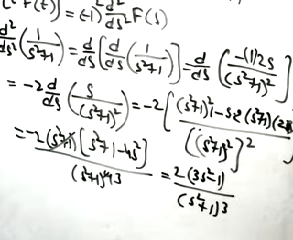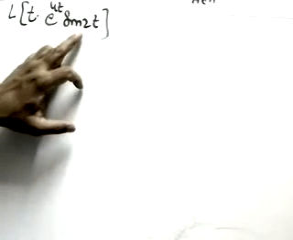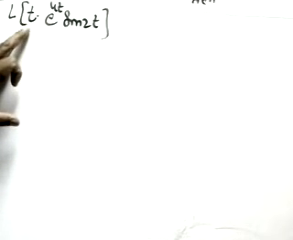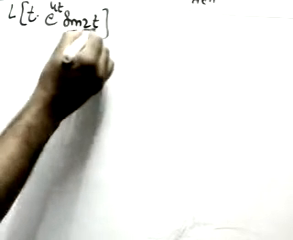Now let me do the remaining question, third question. Now see the third question, we are having three multiples, three terms: sine 2t, e power 4t.